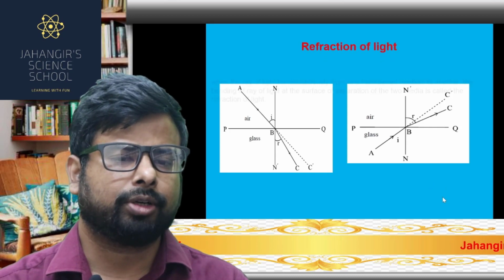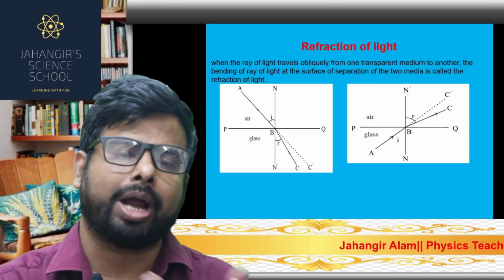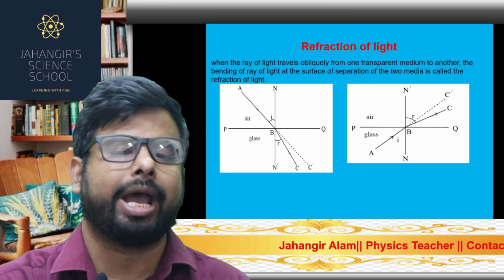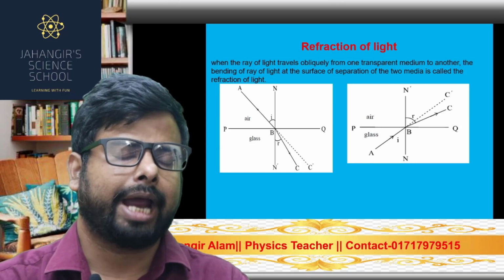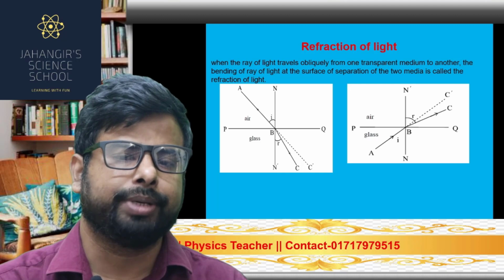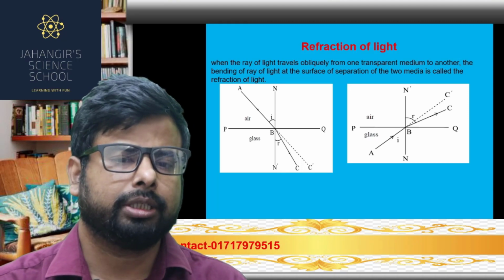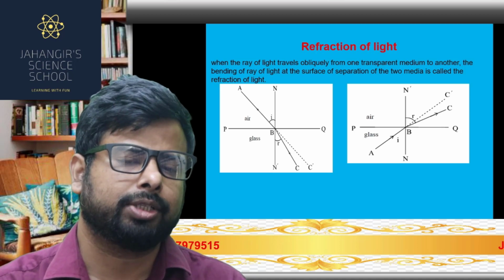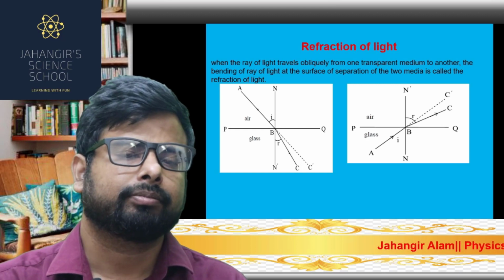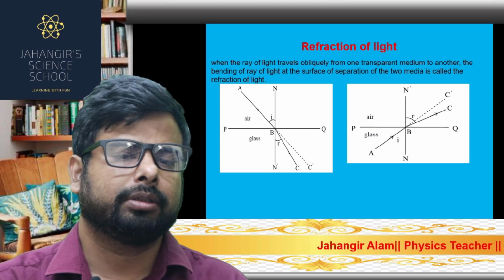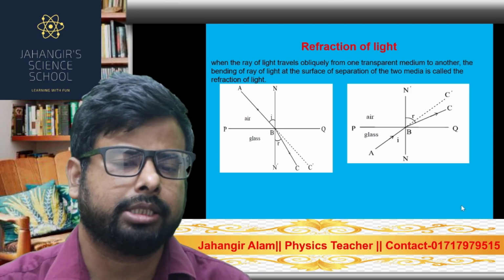So what is refraction of light? When a ray of light travels obliquely from one transparent medium to another transparent medium, the bending of the ray of light at the surface of separation of the two media is called refraction of light. So refraction is the bending of light when it travels obliquely from one transparent medium to another. Then the light ray changes its direction of path. This phenomenon is known as refraction of light.